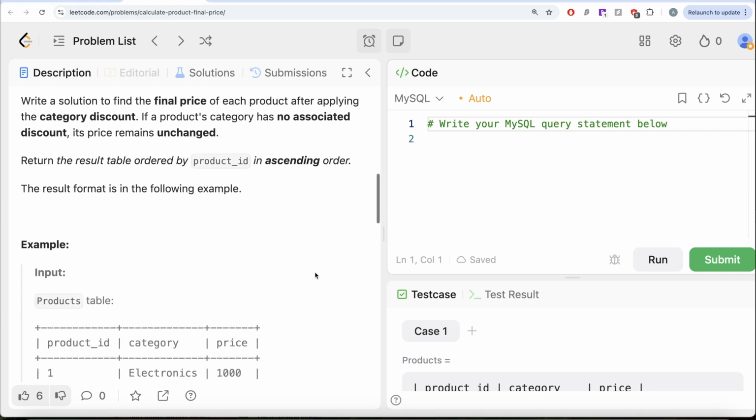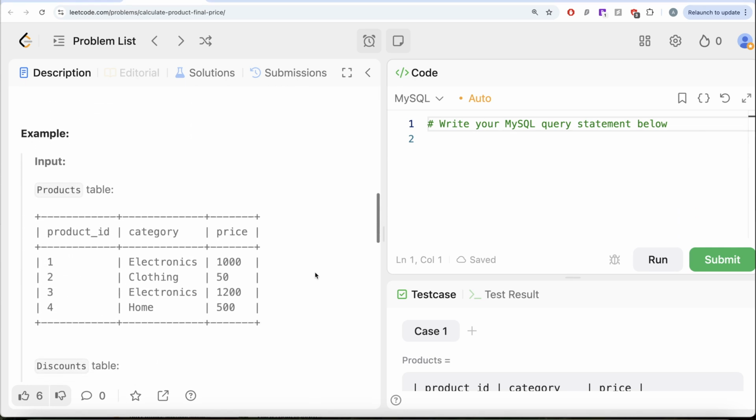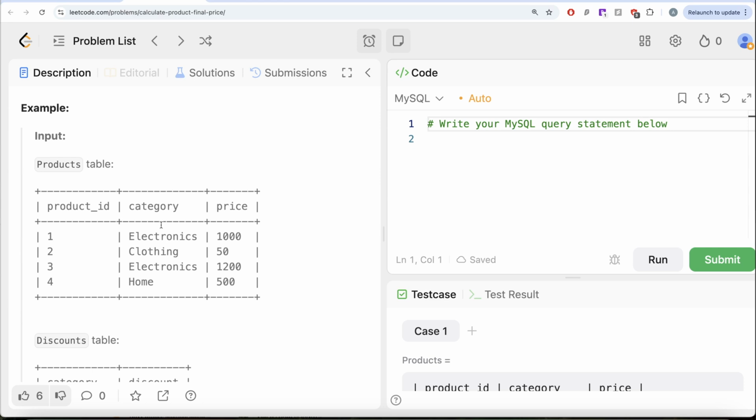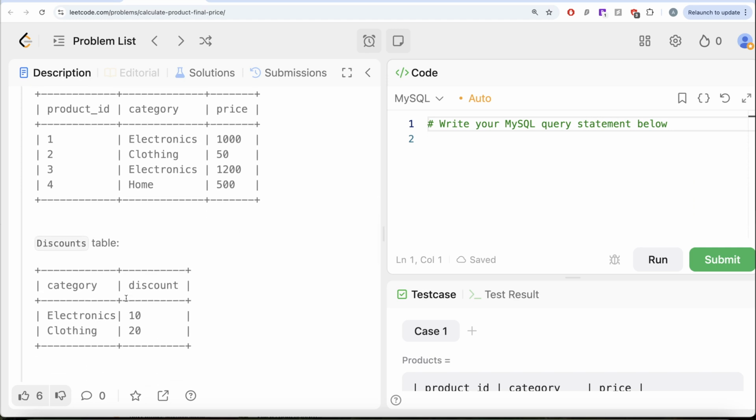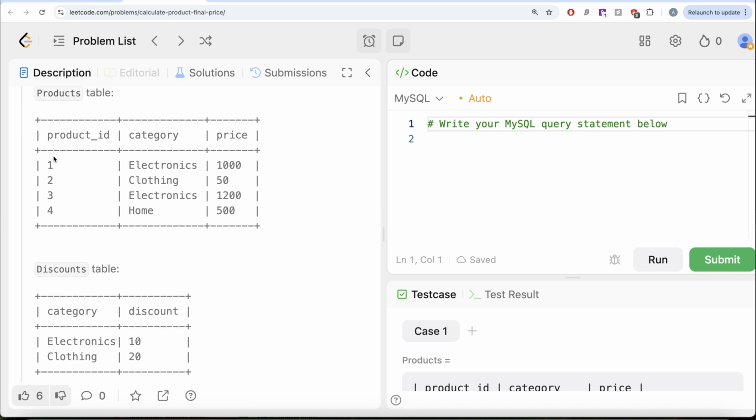Okay, let's go through the example. So here we have the products table where we have four different products belonging to categories electronics, clothing, electronics and home, and their prices. And then we have a discounts table where we have a 10% discount on electronics and 20% discount on clothing. So if we look firstly at product ID 1, electronics, the price is 1000, but there is a 10% discount. That means $100 should be off. So the final price should be 900.